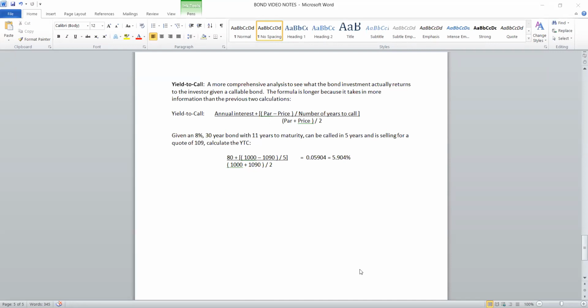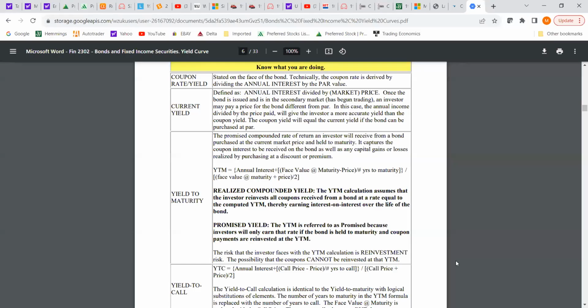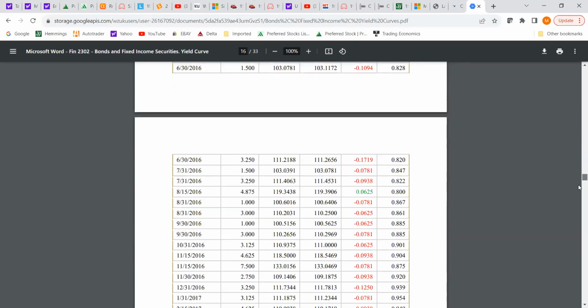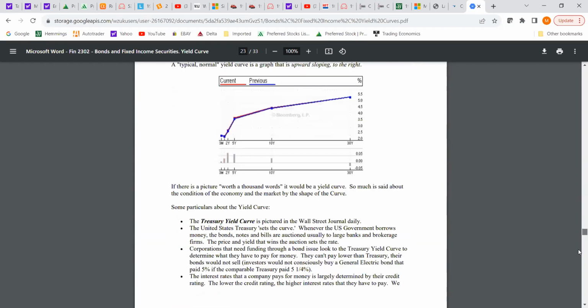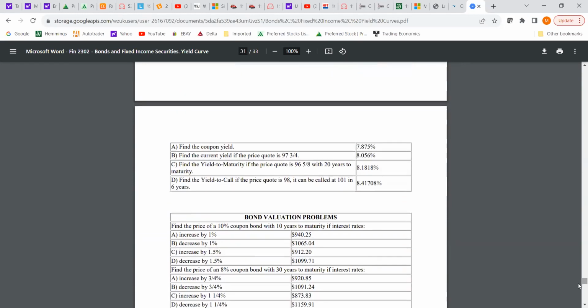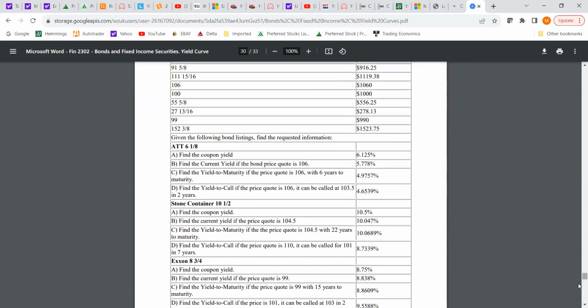All right, if we go back to my notes, if we go all the way down, now I know it's a distance. So let me show you. I'm going to fast forward. These are my notes on my website under bonds. So if we're coming all the way down, here are some bond problems that I would encourage you to do.